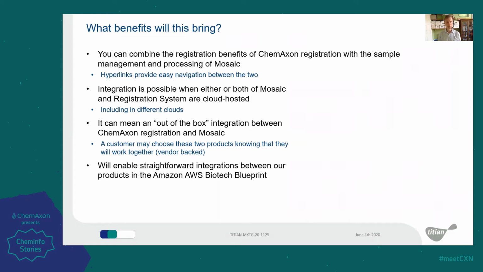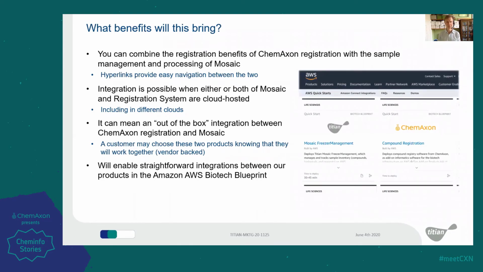It can also lead to an out-of-the-box integration between ChemAxon registration and Mosaic. So that means a customer can choose these two products knowing absolutely they'll work together, and that'll be a vendor-backed assurance. It will also enable straightforward integrations between our respective products in the Amazon biotech blueprint.